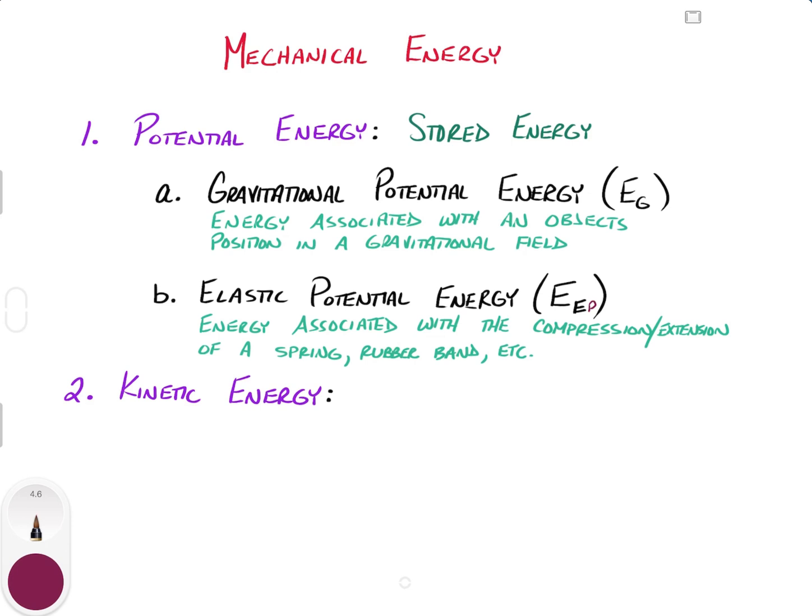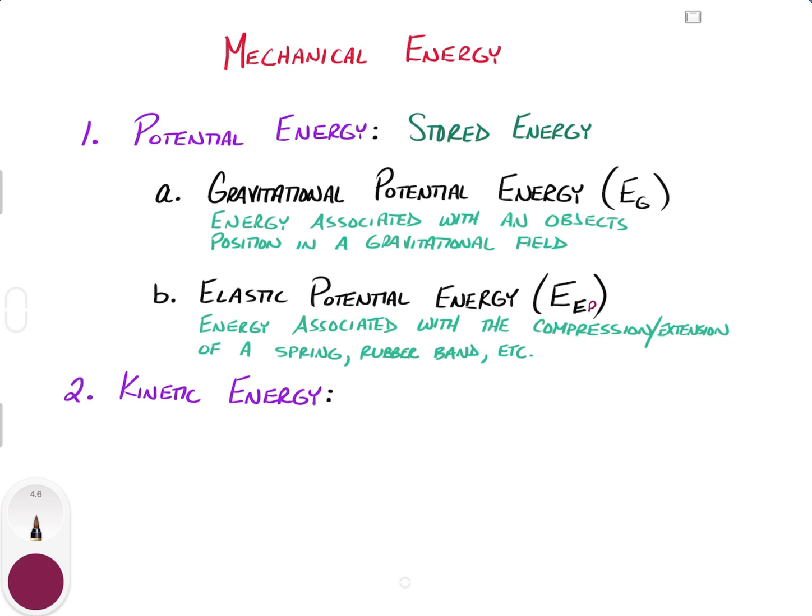When you're higher up, you'll have more of this energy. The other one is elastic potential energy, and that is the energy associated with anything that has what we call elastic properties. Elastic just means it will return to its original shape after you've deformed it. You stretch it, you let go, it returns to its original shape. You compress it, you let go, it returns to its original shape. So that'd be something like a spring, a rubber band, etc. And there's energy stored when you deform those.